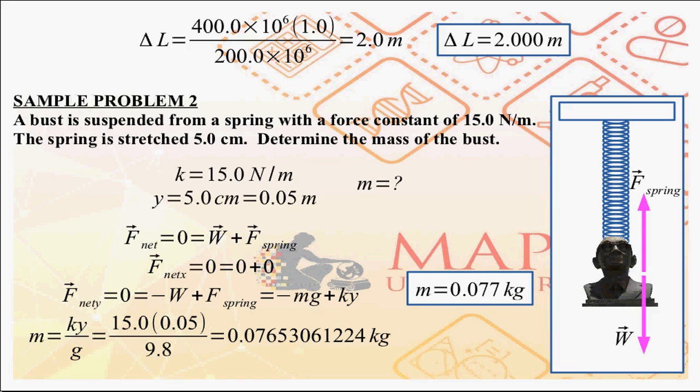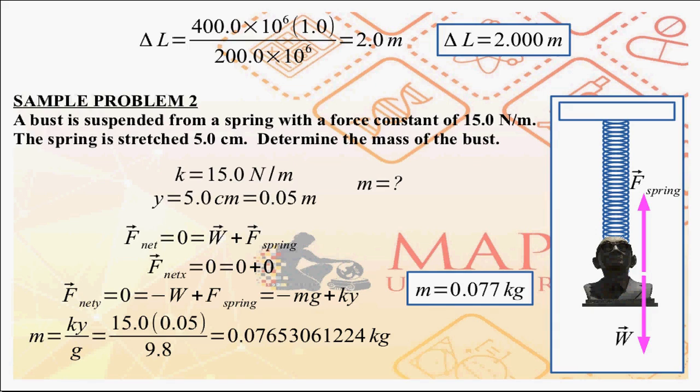So, F net is equal to 0 is equal to weight plus F spring. Analyzing this, we use the component method. Looking at the X component, looking at the figure, all the forces are vertical, so no X component. We go to the Y component. Y component of F net is F net Y. Y component of 0 is 0. Y component of weight is vertically downward, so negative W. F spring is vertically upward, so plus F spring.